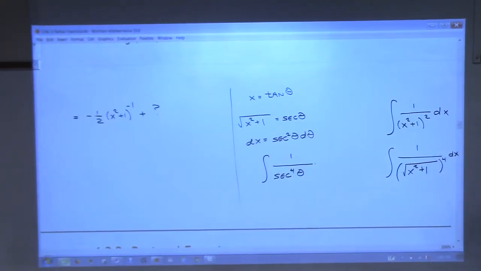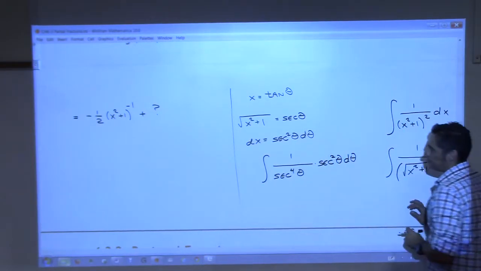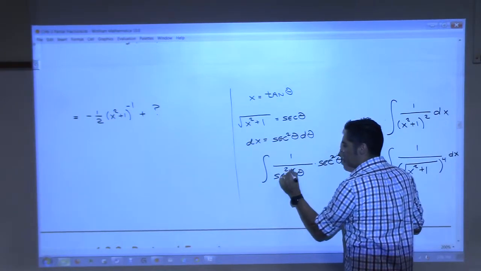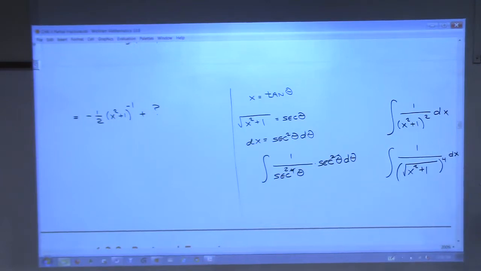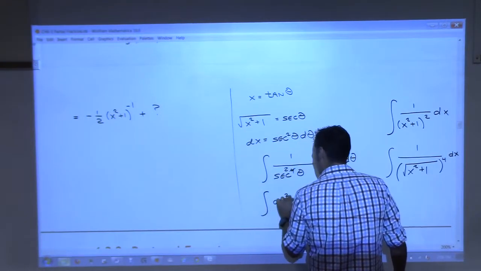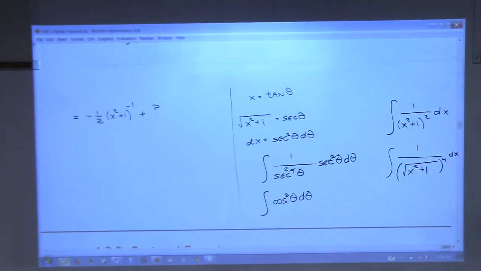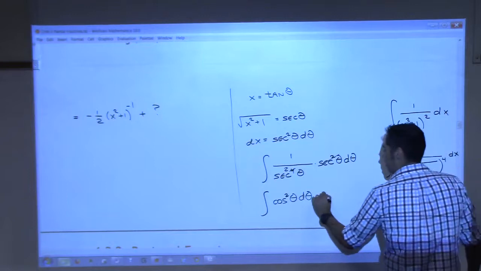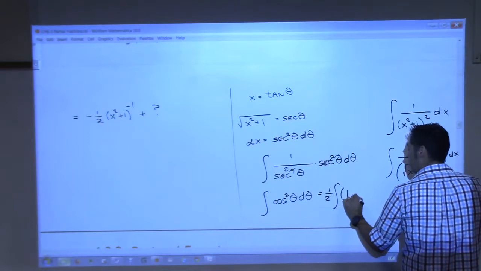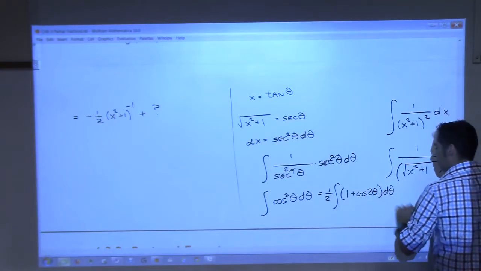What is dx for us? Secant squared theta, d theta. So doesn't that just become 1 over secant? The secant squared cancels here. We get that 4 to become a 2, so that's 1 over secant squared, which is actually just cosine squared. And we're not afraid of cosine squared anymore. We used to be, but we were afraid of it until we realized we had the power reducing formula, right? So now this is just 1/2, which I'll pull out of the integral. And then we have 1 plus cosine 2 theta d theta.